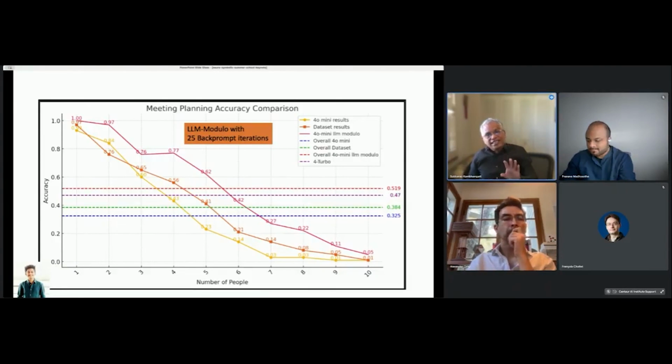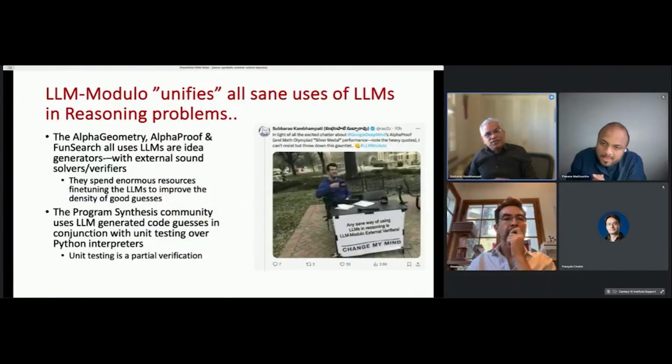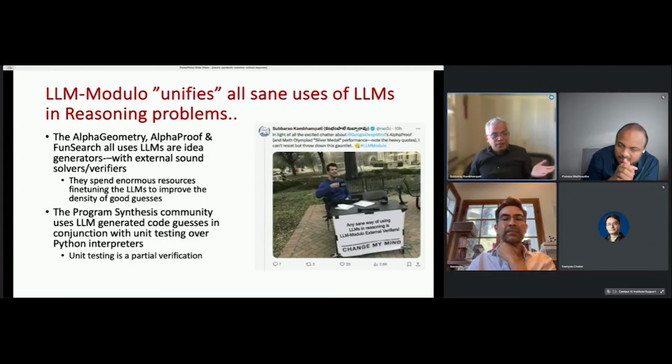And so this is a sane way. LLM-Modulo unifies all sane users of LLMs, in my view, in reasoning problems. AlphaGeometry, AlphaProof, FunSearch all use LLMs as idea generators with external sound solvers and verifiers. They spend enormous resources fine-tuning the LLMs to improve the density of good guesses. They're not improving the reasoning power, they're improving the density of the good guesses.